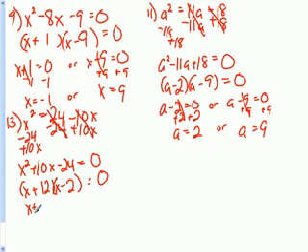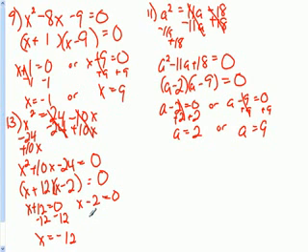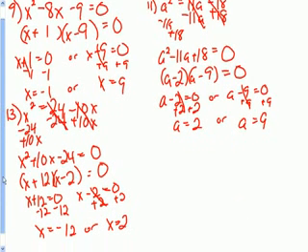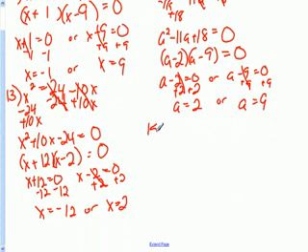So x plus 12 equals 0. X minus 2 equals 0. If I subtract 12 here, x equals negative 12. Or over here, I would add 2. And x would be 2. So one of those two is my answer. Alright, moving on to 15.